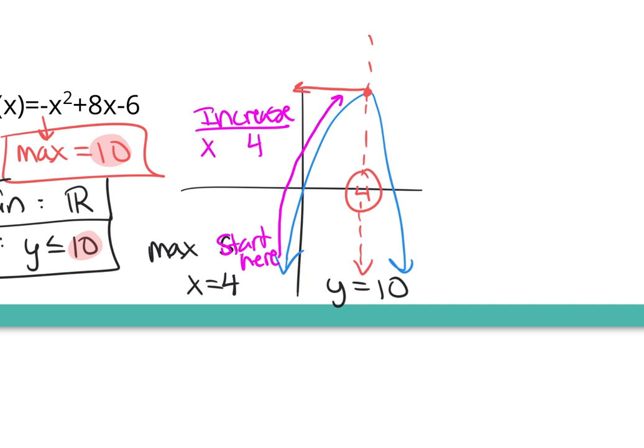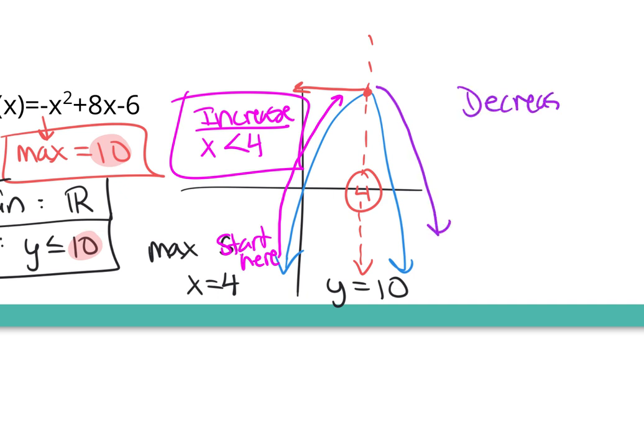Well, let's look. Here's my 4. Here's where it's increasing. Is that to the left of 4 or to the right of 4? Left. And so what symbol do we use? Less. Awesome. Okay, if it's to the left, it's less. Left, less, right? Okay, hit the turning point. Now it changes direction. Now we are decreasing.